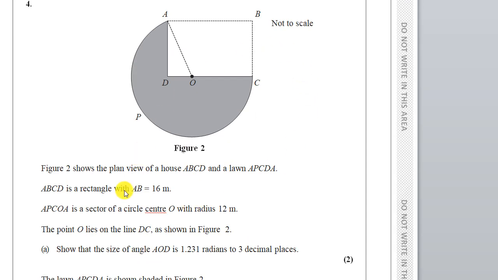Now we have this shape. Figure 2 shows the plan view of the house ABCD and lawn ABCDE. Now ABCD is a rectangle with AB equal to 16. So this is 16 and the total here is 16.